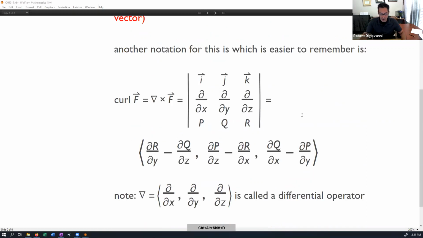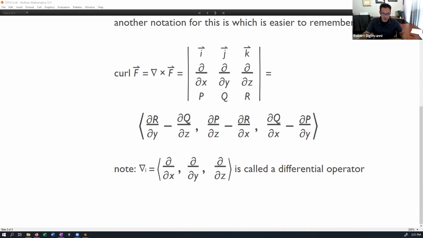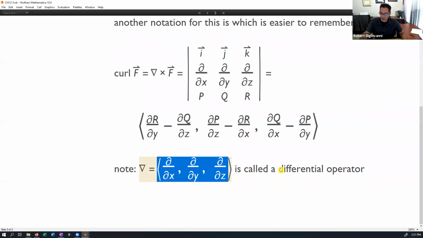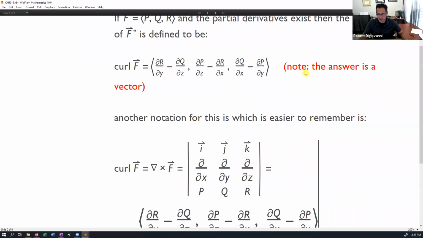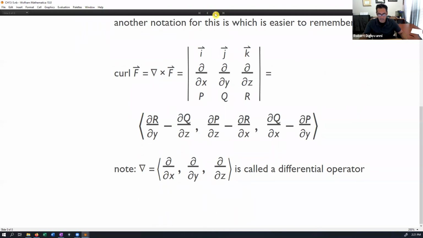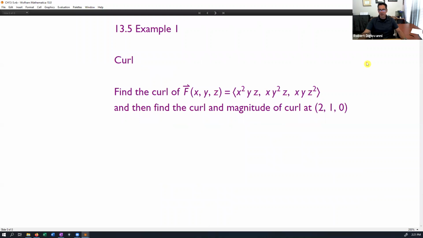I'm going to take you through an example. This gradient thing right here is called a differential operator, because it does an operation on a field. Just so we can make sure we understand how to calculate the curl, then we'll talk about what it means visually.